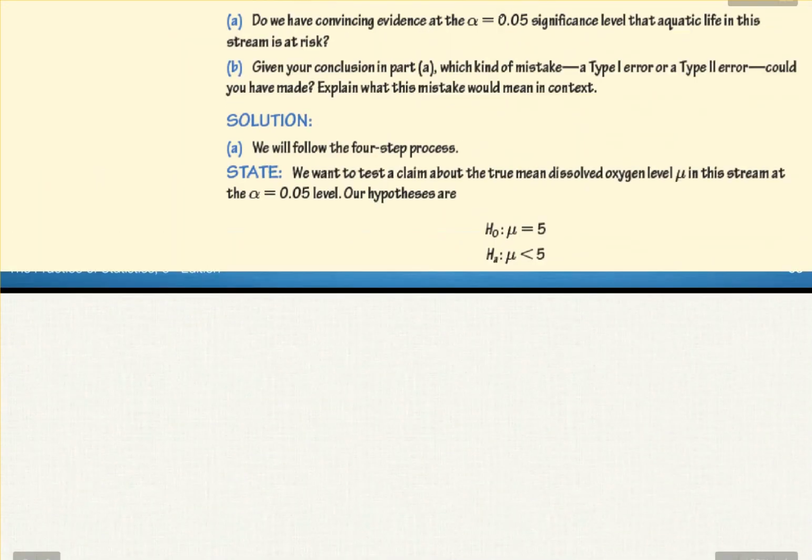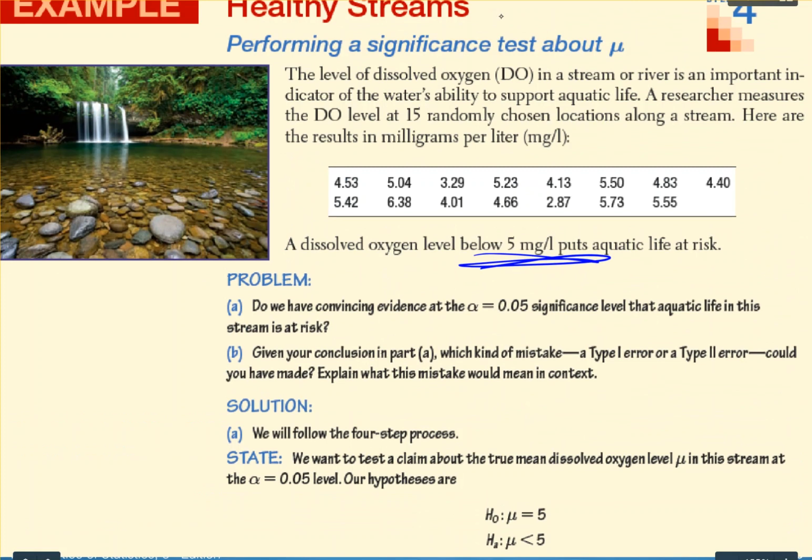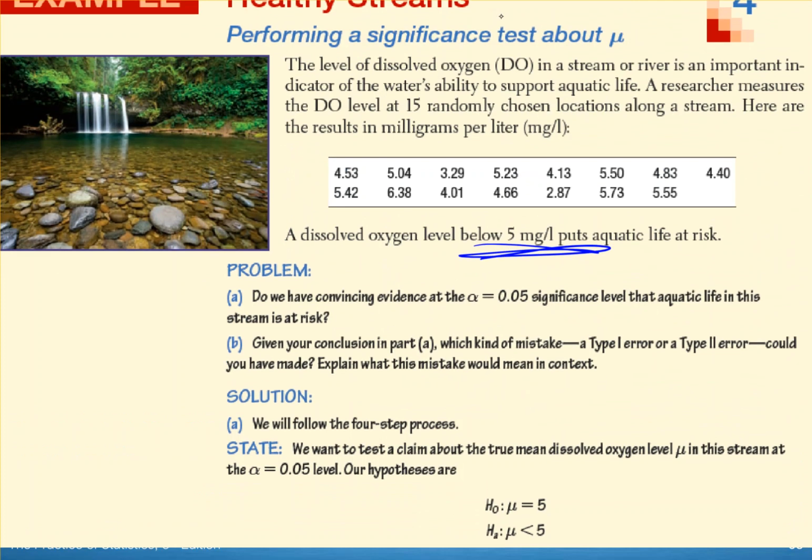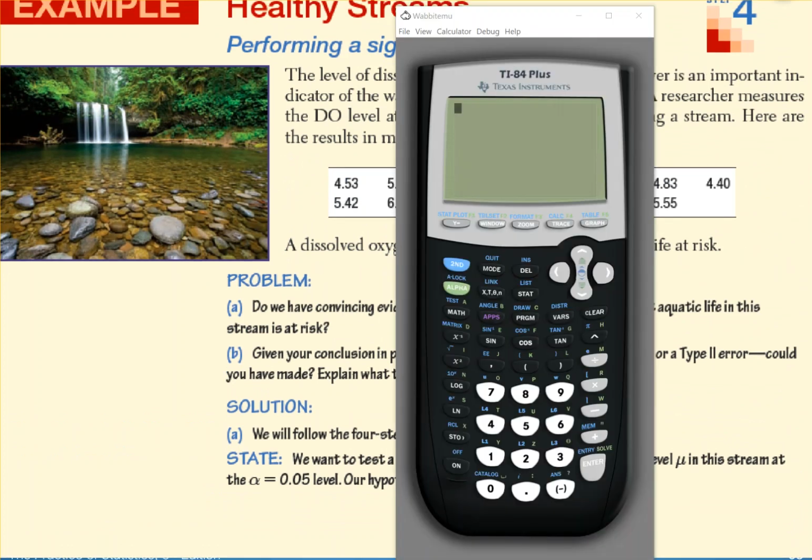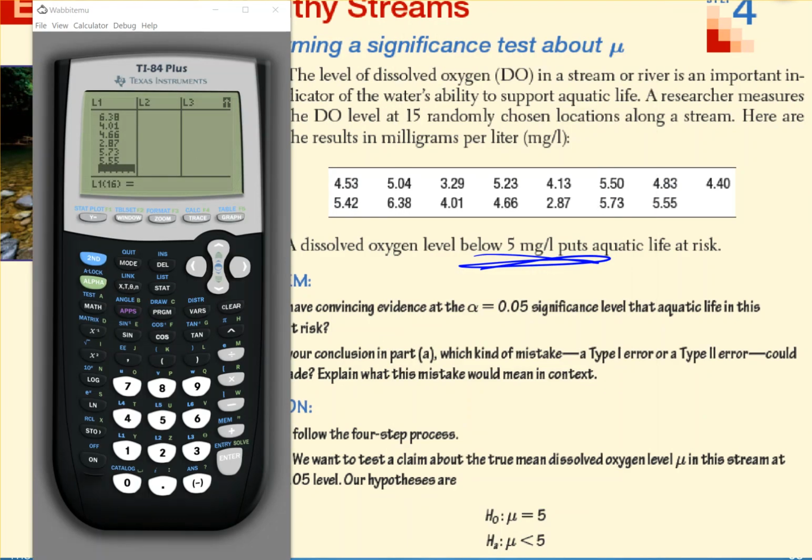All right. This page kind of got screwed up in the notes, but basically what we have to do is check that we meet the requirements. We have a sample size of 1, 2, 3, 4, 5, 6, 7, 8, 9, 10, 11, 12, 13, 14, 15. I'm just going to punch the data in my calculator real quick. I just put it all in list 1 here.